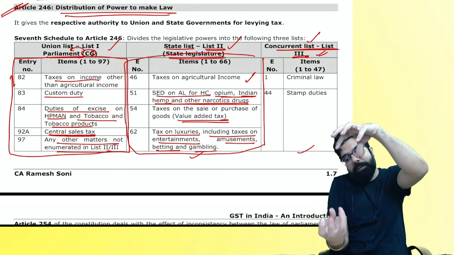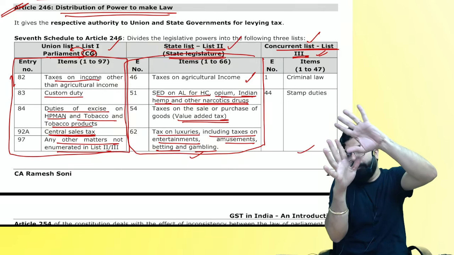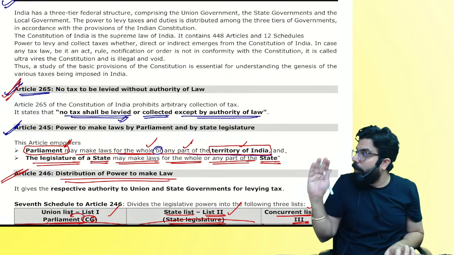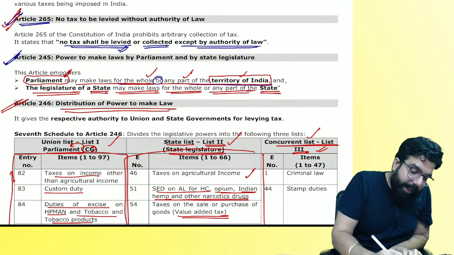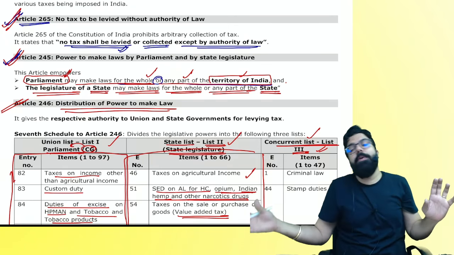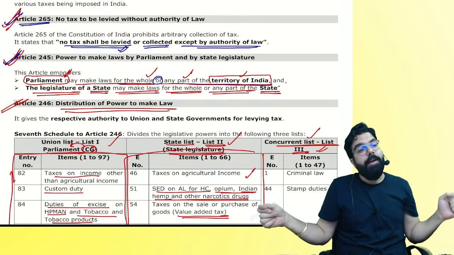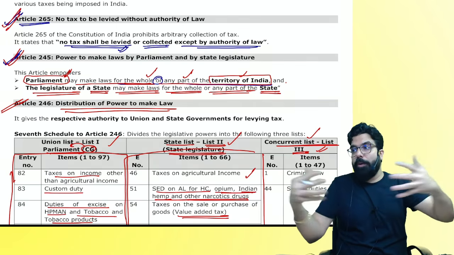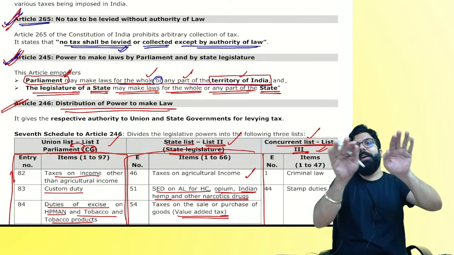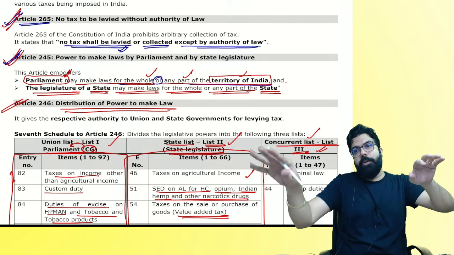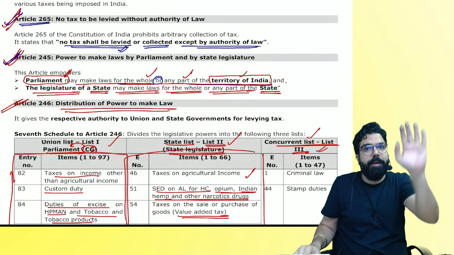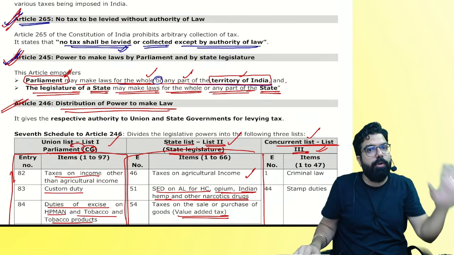First, to collect a tax, a law has to be there. Who told this? Article 265. That to collect a tax, a law has to be there. Now then came Article 245. Parliament will make law for the whole of India. State legislature will make law only for the state. Now, so that both governments don't make law on a common topic, they divided the power between whom? The central government to make law with respect to some topics, the state government with respect to some topics, and both governments together with respect to some topics.